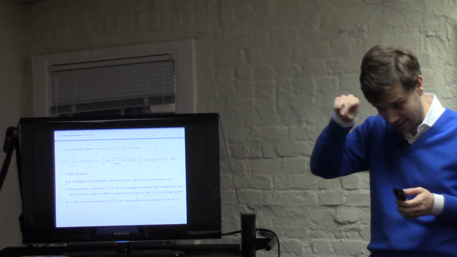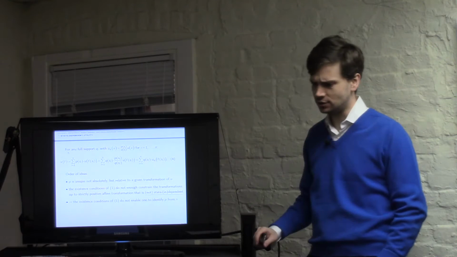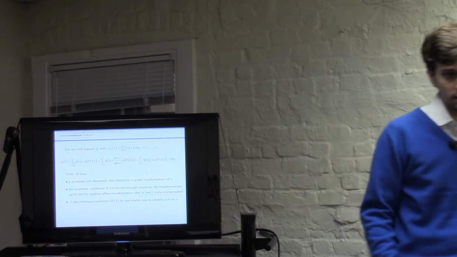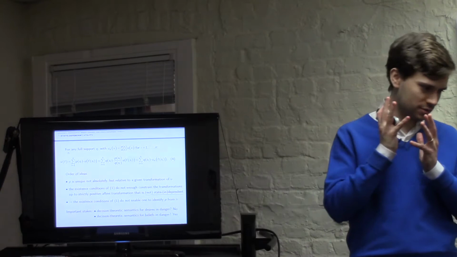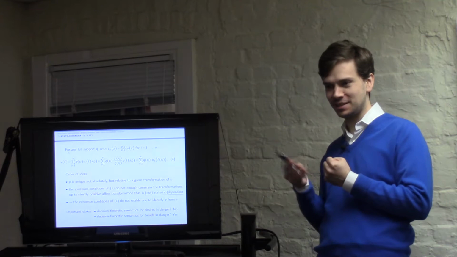And this is why the existence conditions of this expected utility representation do not enable one to pin down uniquely one probability function. Okay, so this is what's happening in those cases, from whichever end you start, the utility end or the probability end. Now, it cannot be emphasized enough how bad the situation is for the prospect of having a decision theoretic semantics for beliefs.